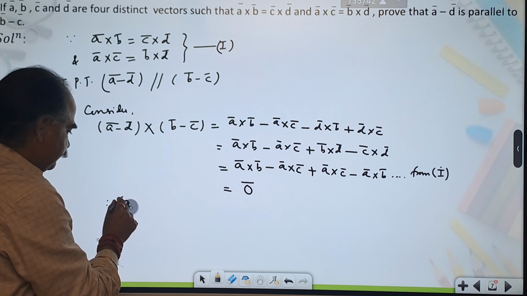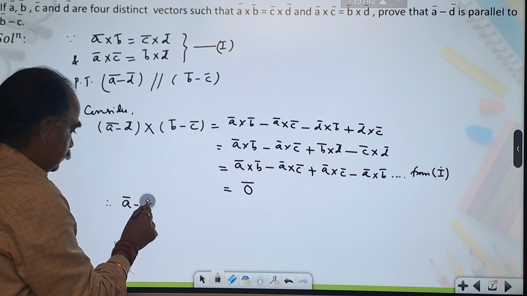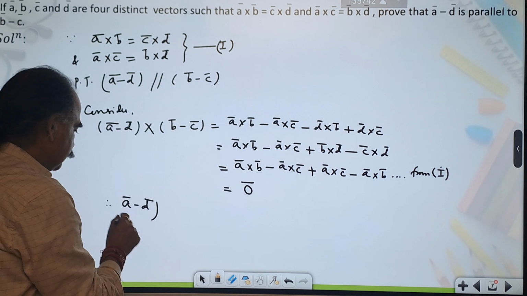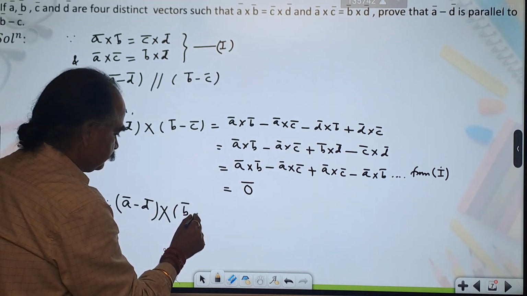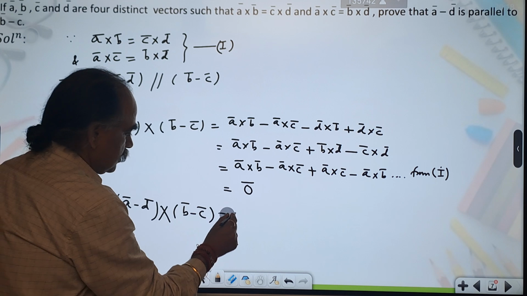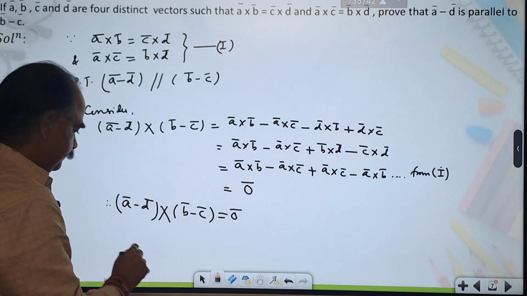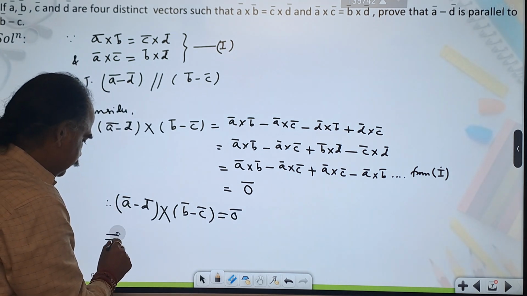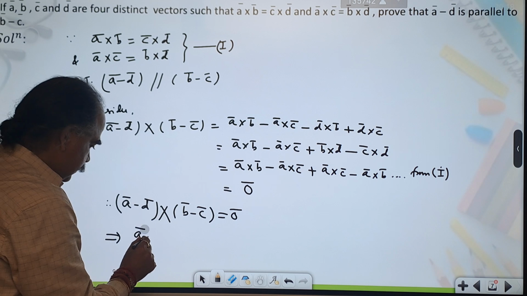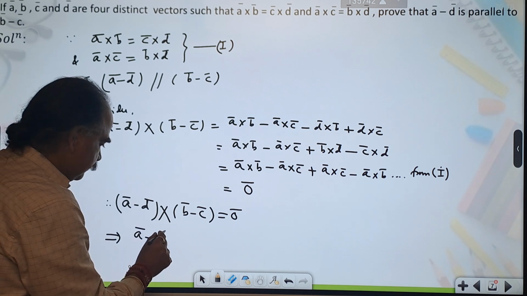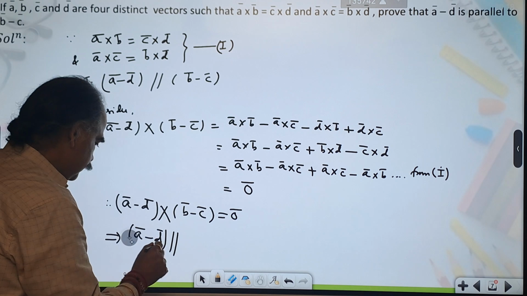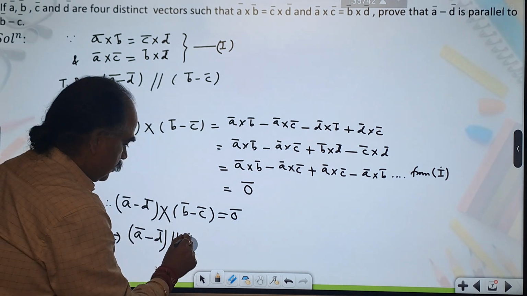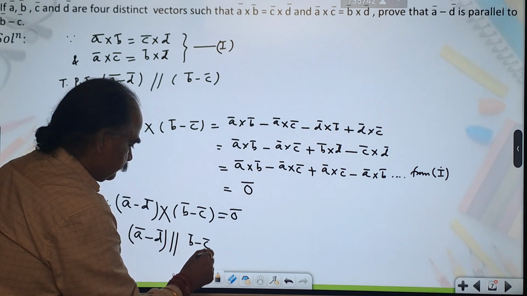Therefore a bar minus d bar cross b bar minus c bar is equal to 0 bar. This implies a bar minus d bar is parallel to b bar minus c bar.